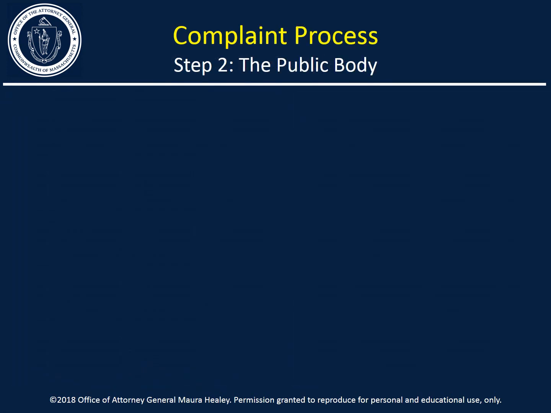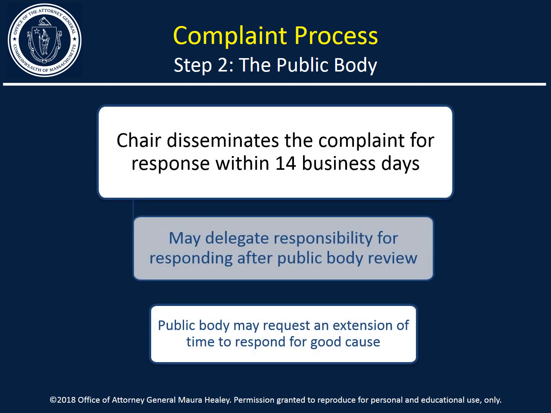Once a complaint has been received by the chair of the public body, the chair must disseminate the complaint to the other members of the public body. The public body has 14 business days in which to meet, review the complaint, and respond. In its response, the public body must inform the Division of Open Government of any remedial action taken. Copies of the public body's response to the complaint must be sent to both the complainant and the Division of Open Government. A public body may request from the director of the division an extension of time to respond to the complaint if it can show good cause.